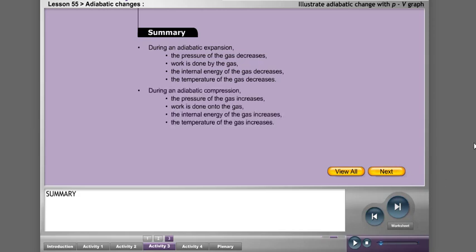During an adiabatic compression, the pressure of the gas increases. Work is done onto the gas. The internal energy of the gas increases. The temperature of the gas increases.